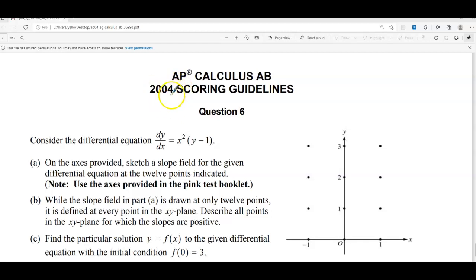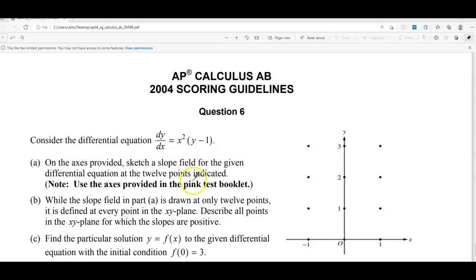We're going to be going through the 2004 Calc FRQ here. We're going to be doing all three parts, A, B, and C for the beginning. And then we'll do another one after that, but only one part. So here we go. Here's my differential equation. And the first thing they want me to do is to sketch a slope field.